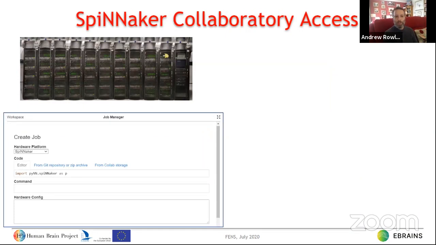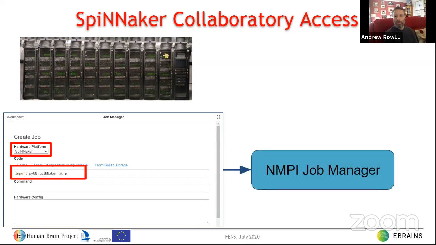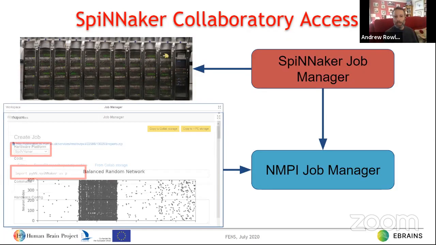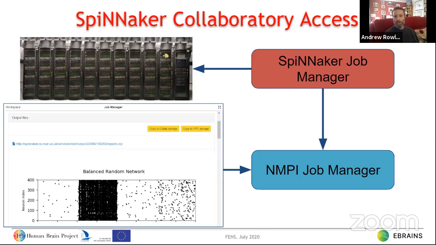To access via the Collaboratory, basically you fill in a form to submit a job. So you select which hardware platform you want. SpiNNaker and the other neuromorphic platforms are on there as well. You then specify what it is you want to run on the machine, so you can write a script, or there are other things that you can do as well. And what happens then is you submit your job to a remote queue system. The queue then holds that, and SpiNNaker's job manager system comes along and extracts the jobs from the queue and runs them on the machine for you. At the end of the run, it then uploads the results back to the Collaboratory, and you can have a look at the results then online.